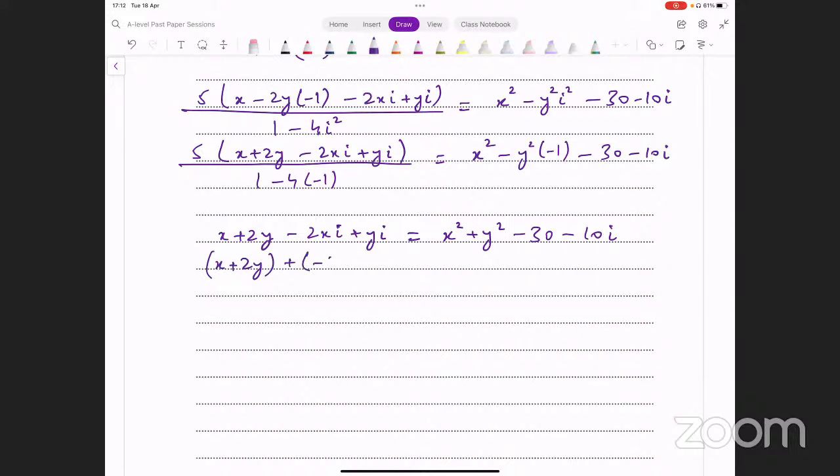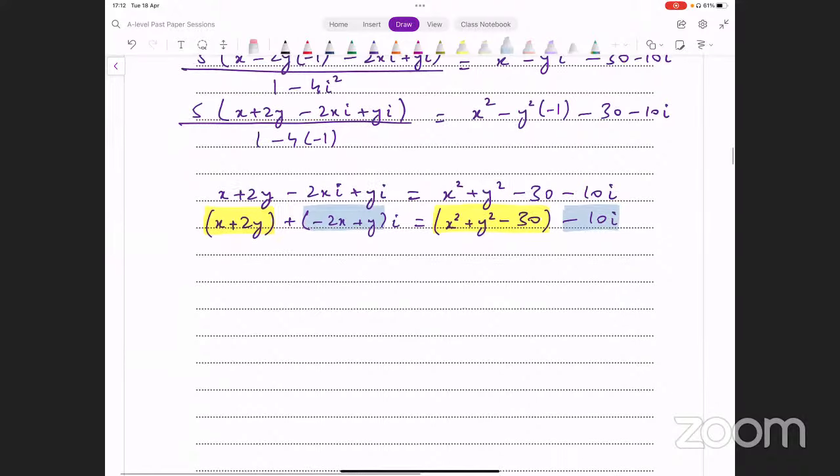Imaginary part क्या आ रहा होगा? -2x plus y whole into iota. On the other side, the real part is x square plus y square minus 30. And the imaginary part is minus 10 iota. Now let's compare both sides. X plus 2y, that's the real part on the left side. On the right side, the real part is x square plus y square minus 30. On the left side, the imaginary part is minus 2x plus y. On the right side, the imaginary part is minus 10 iota.